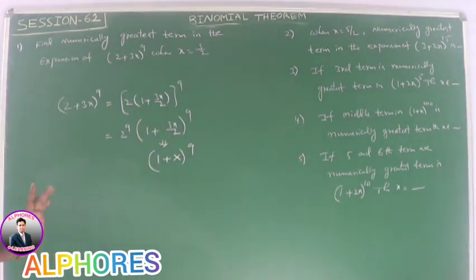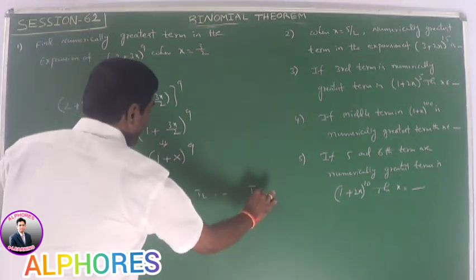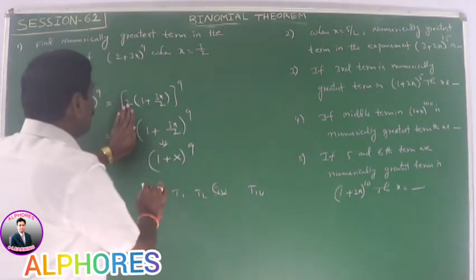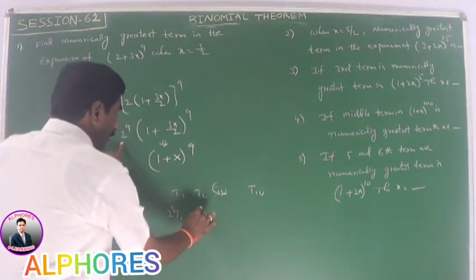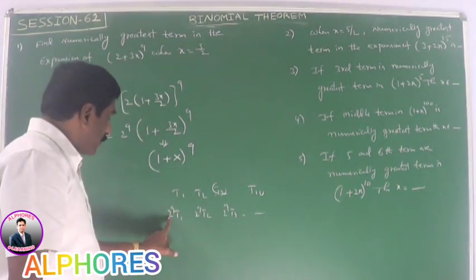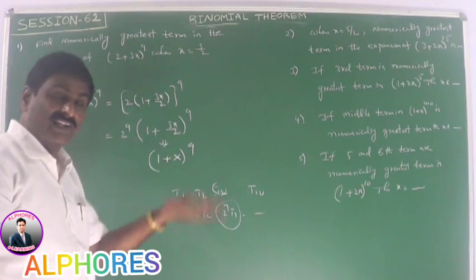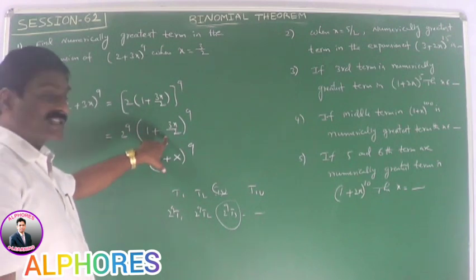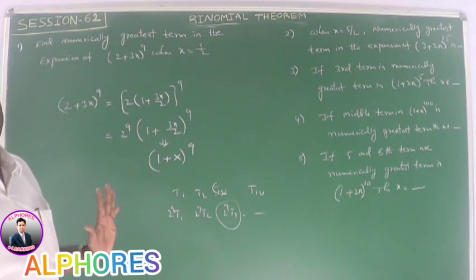Suppose in this case we get 10 terms, T1, T2, T3, and so on up to T10, because whole power 9 gives 9 plus 1, 10 terms. Suppose T3 is the greatest term in this value. Each term is multiplied with 2 power 9: 2 power 9 into T1, 2 power 9 into T2, 2 power 9 into T3 and so on. If T3 is the greatest, then 2 power 9 into T3 is also the greatest term. Please observe that.